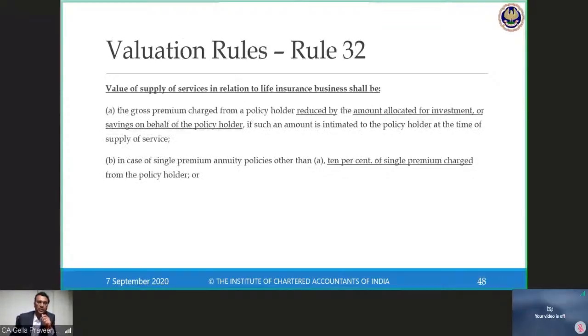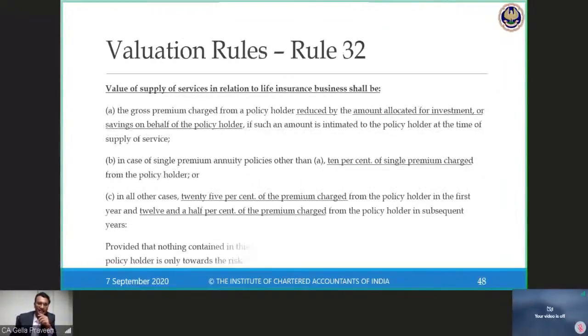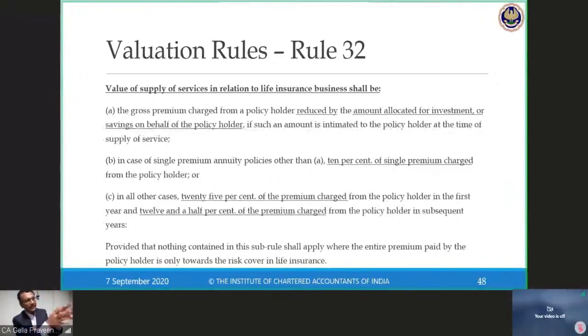Next, we move on to insurance. Insurance is a little peculiar for you to understand. Straight away, you understand this way. Let's come to your clause A. If there is a gross premium charged from a policyholder which is in relation to investment, that is, I make an investment in an insurance which in turn invests in the primary security market, bond market, or is linked with ULIP, etc.